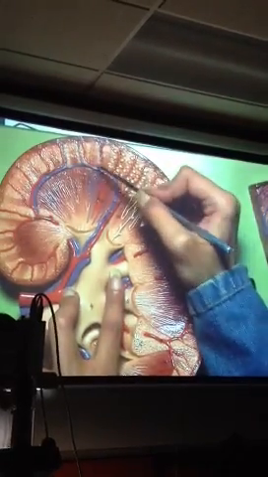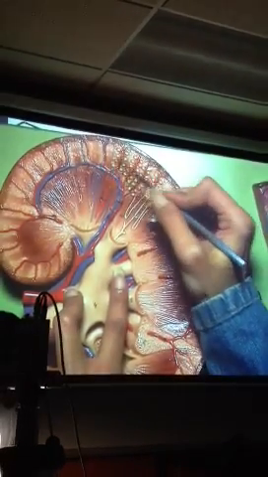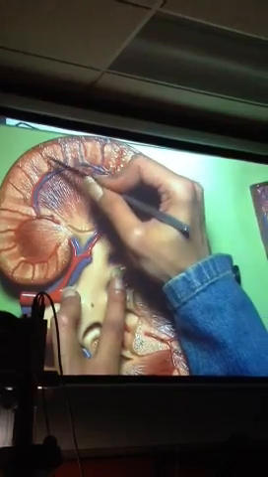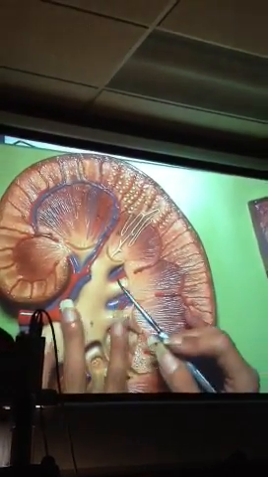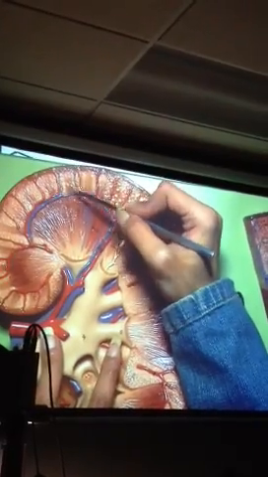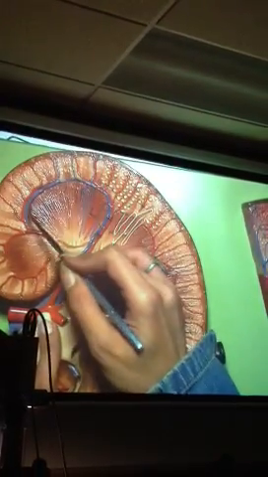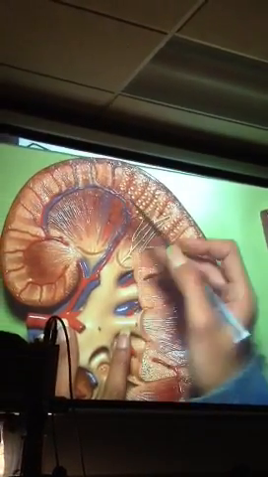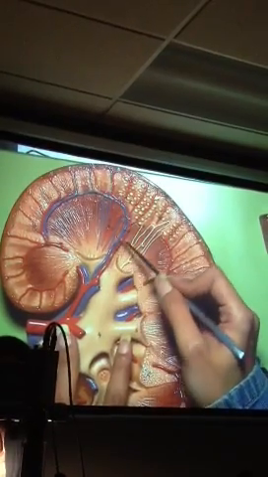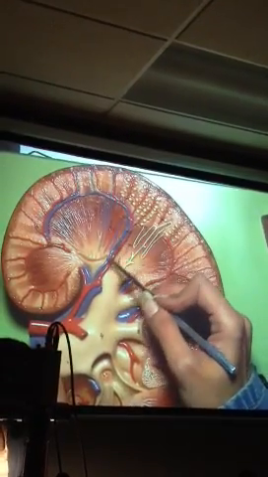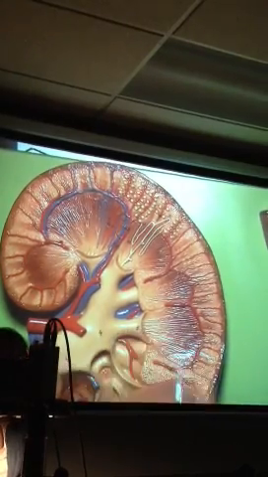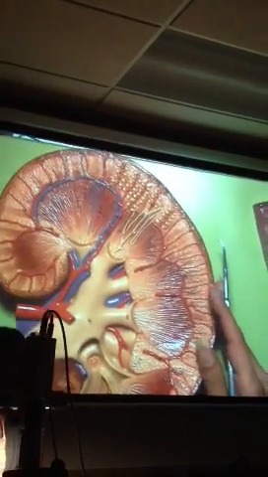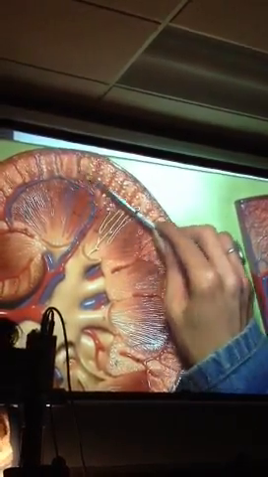And then do you see all these tiny little arteries up at the top? Those are interlobular arteries. Okay? Same thing with the veins. We have interlobular veins, followed by arcuate veins, followed by interlobar veins, and then the interlobar vein goes directly to the renal vein.